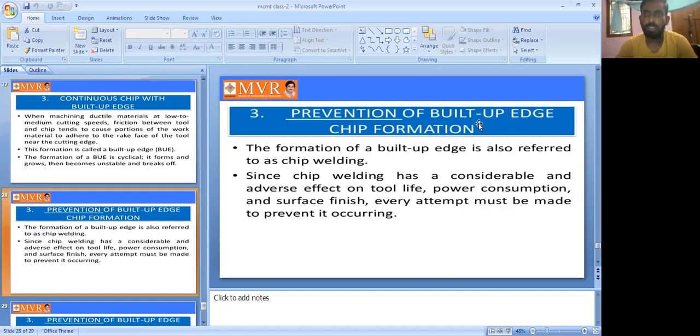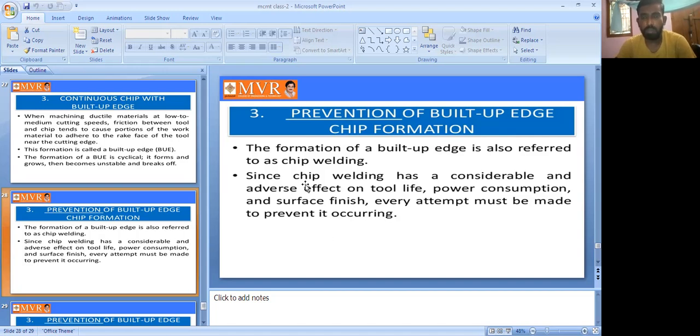Prevention of built-up edge chip formation. Some of the preventions we can see for the built-up edge. The formation of the built-up edge is also referred to as chip welding. Since chip welding has a considerable and adverse effect on tool life, power consumption, and surface finishing, every attempt must be made to prevent it from occurring.